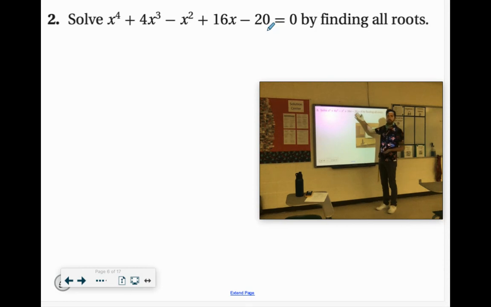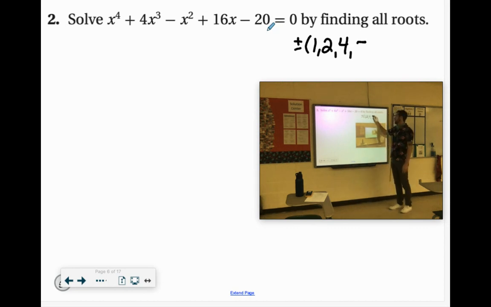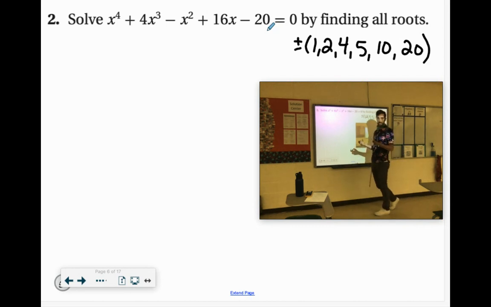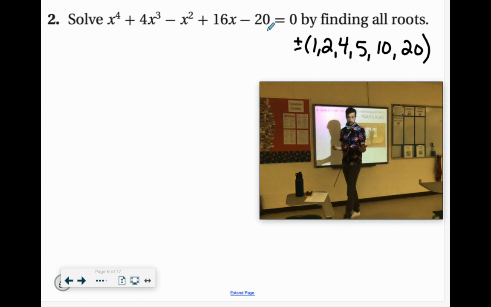So really we're just looking for the factors of 20, which could be positive or negative 1, 2, 4, 5, 10, and 20. So 1, 2, 3, 4, 5, 6, two versions, positive and negative. So there could be 12 things that we're testing out here.